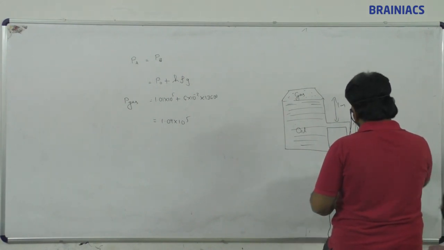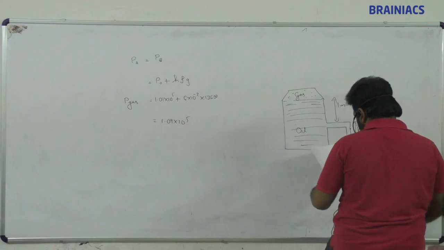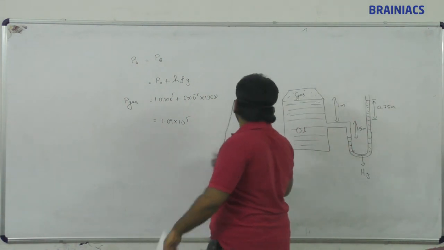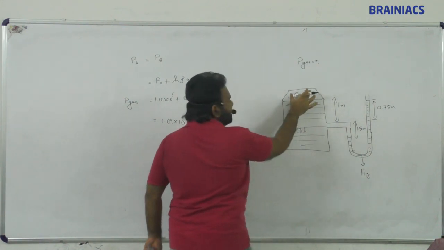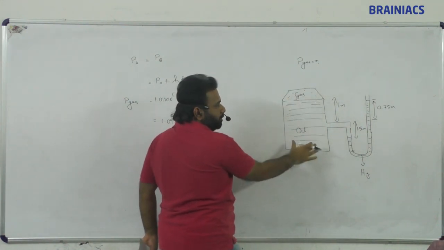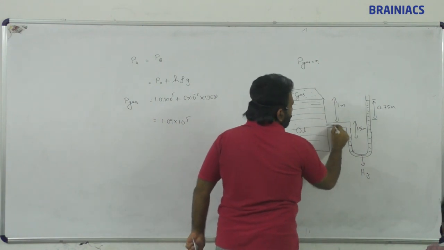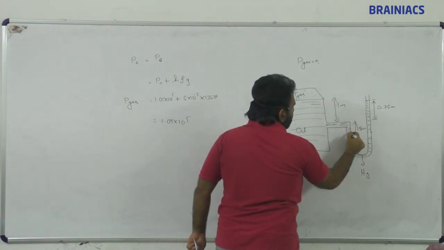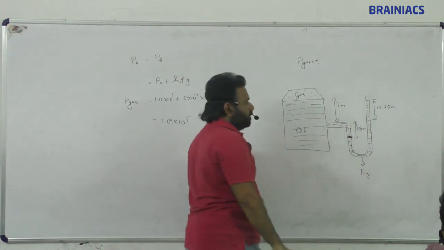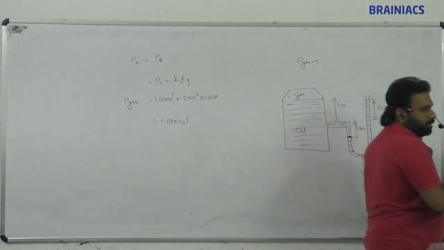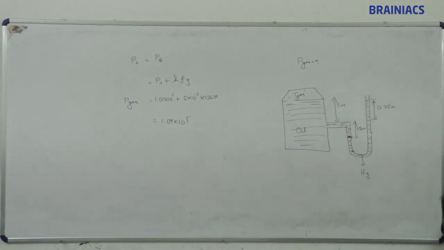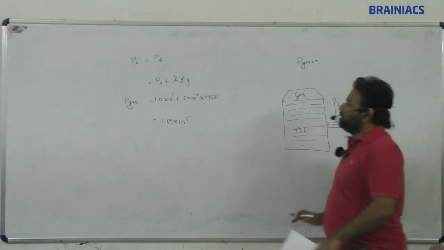Okay, so what is the pressure of the gas? Gas is there, oil is also there. Now this will come till this point. That is given as 1.5 centimeter. So this is 0.75, 1.5 centimeter. In the tube we have mercury. Able to understand? So what is the pressure of the gas?